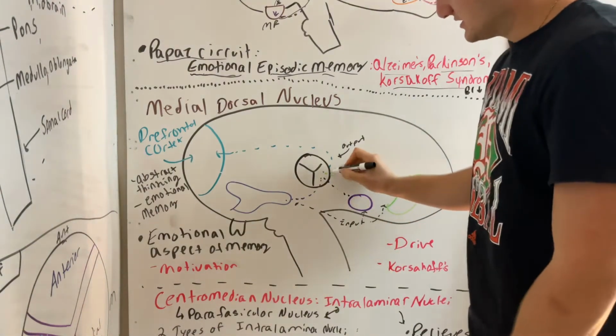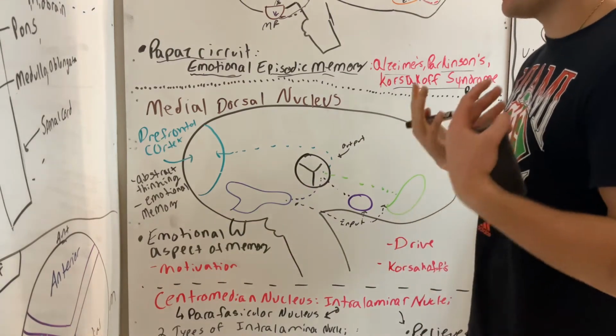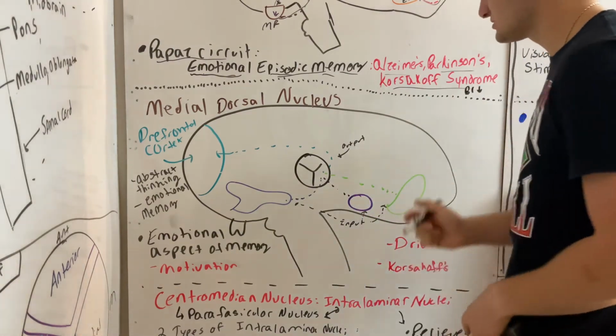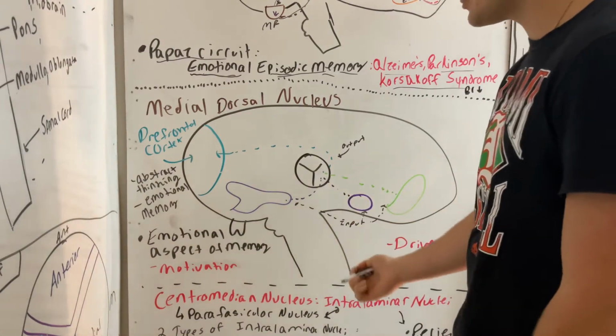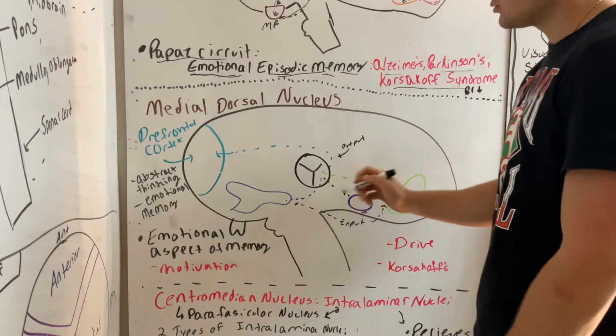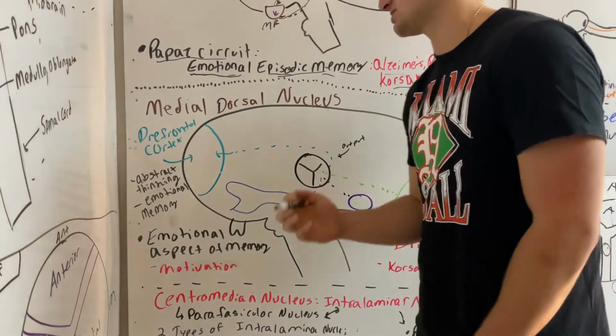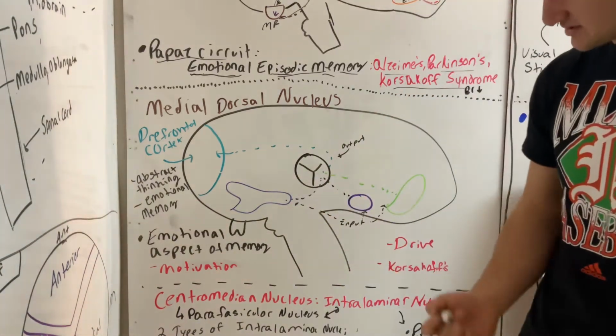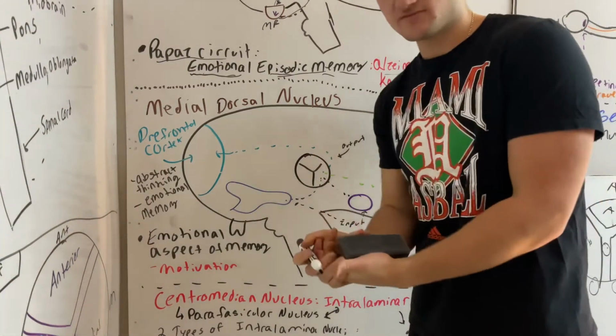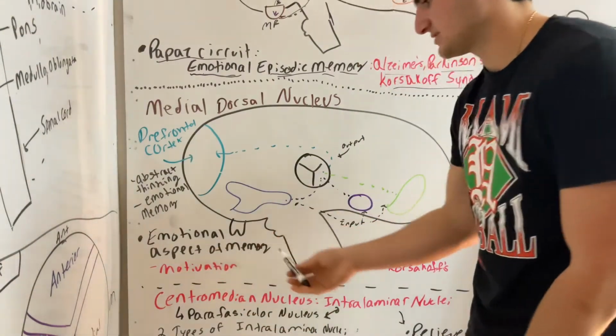Okay, he's going to receive information from 3 different areas. Now, when he receives this information, he's going to send it to our prefrontal cortex. Why our prefrontal cortex? Okay, so this is also involved in memory. It's also the emotional aspect of memory.